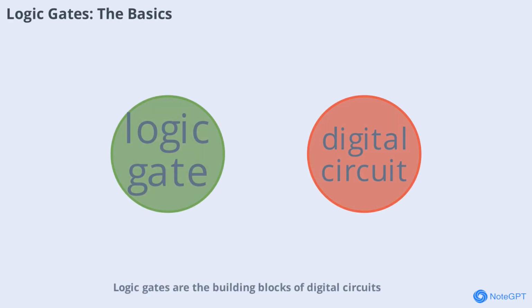Logic gates are the building blocks of digital circuits. They use transistors to perform simple logical operations like AND, OR, and NOT. By combining these gates in different ways, we can create circuits that perform complex tasks, from basic calculations to running entire computer programs. Logic gates process binary signals, ones and zeros, making decisions based on the input they receive. Let's dive into the most common types of logic gates and see how they work.